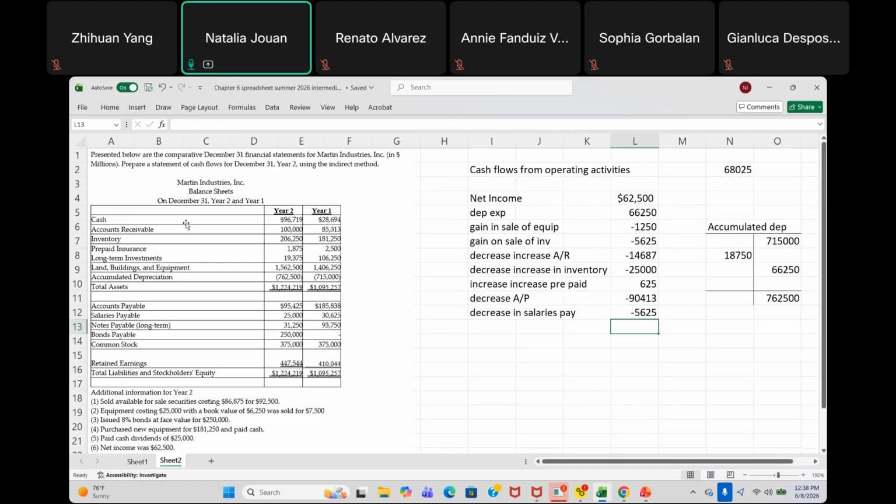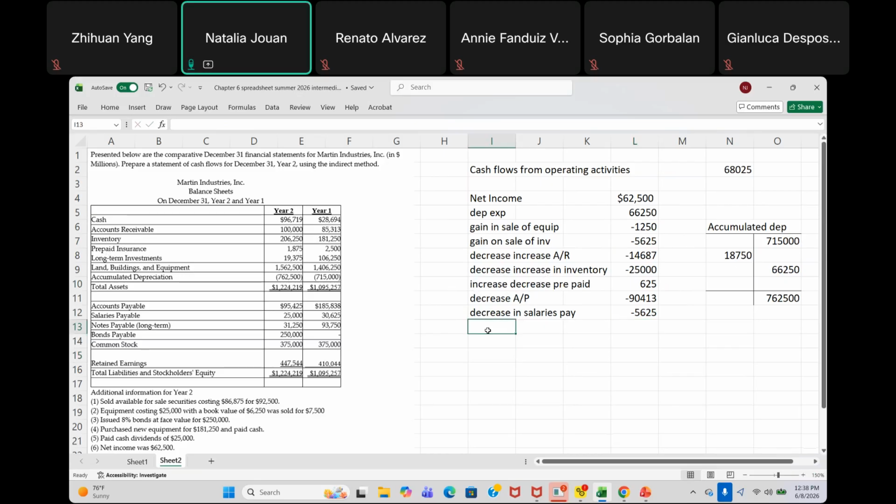I did something wrong here. This prepaid insurance is decreasing. So increase and decrease right here. Increase and decrease. There we go. Right? So asset goes down, cash goes up. All right, I think we're done with all the currents. I don't see any current.